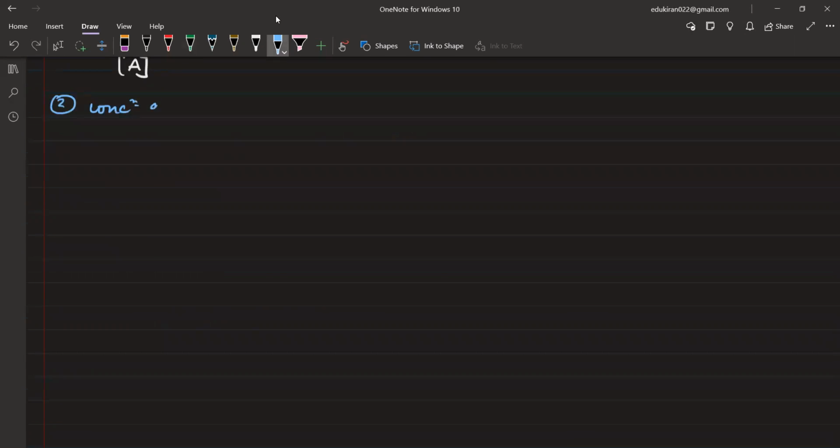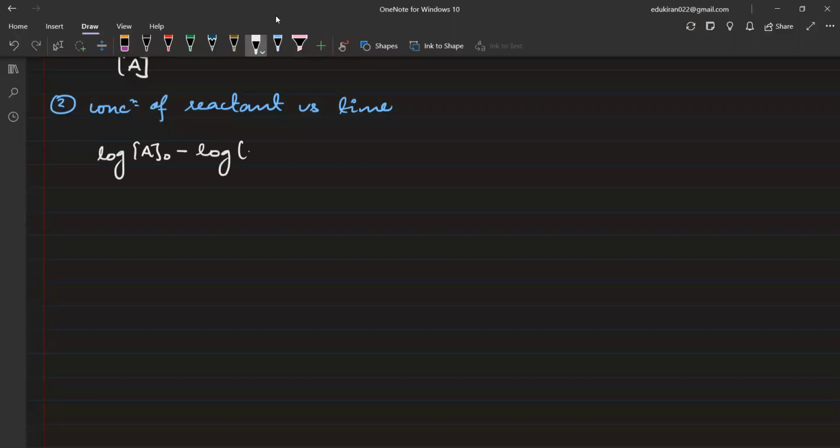Concentration of reactant versus time. Now for this, we are going to use the integrated rate law equation. Now we have two, and we are going to look at both of them. We have one which is log of A naught minus log A, that is equal to KT upon 2.303. Now I will write it like this: K upon 2.303 into T. I have to write this in the form of y.